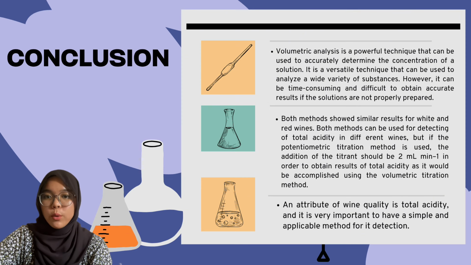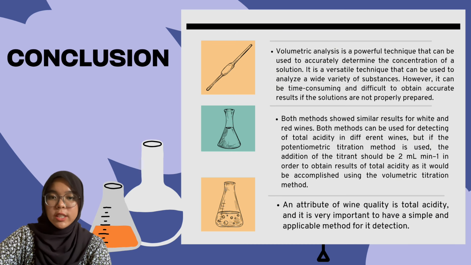Studies show that both white and red wines can be tested using this technique. For example, when using the potentiometric titration method, the titrant should be added at a controlled rate of 2 ml per minute to ensure reliable results. This highlights the importance of controlling experimental conditions.